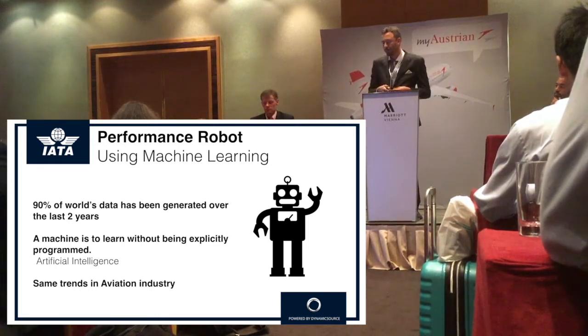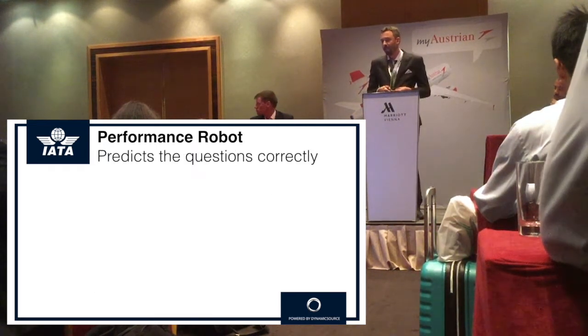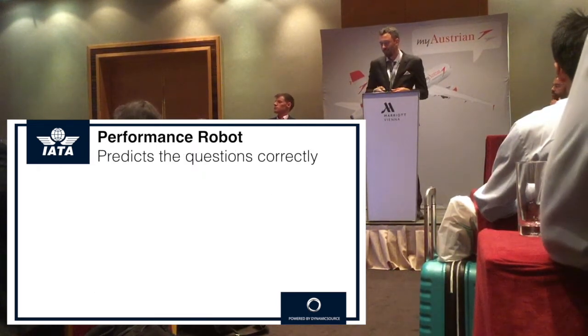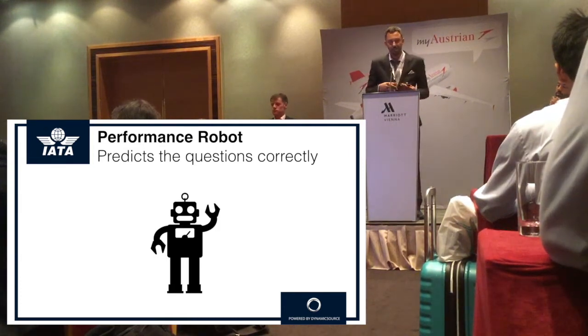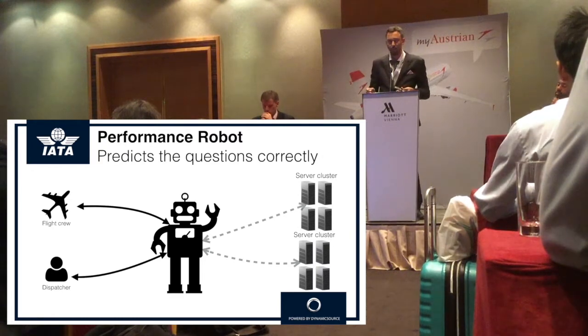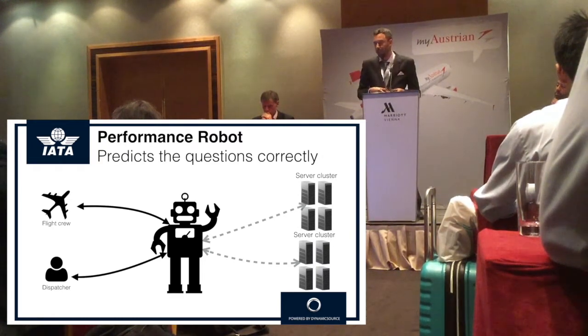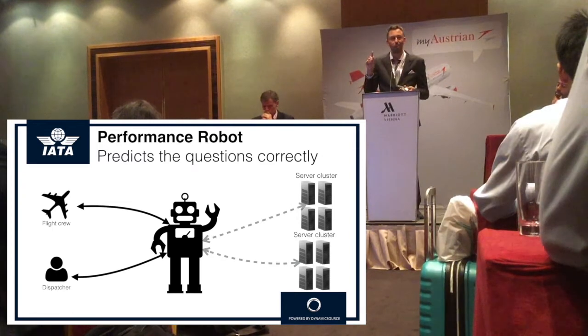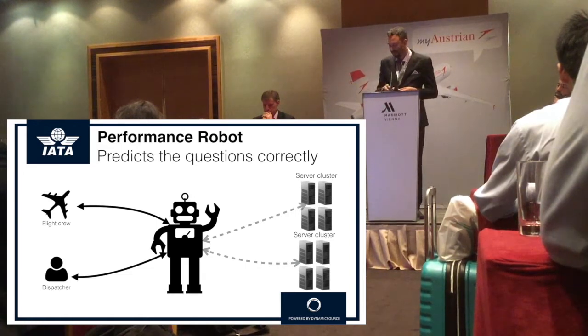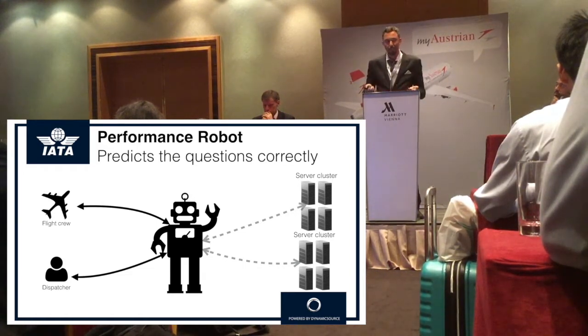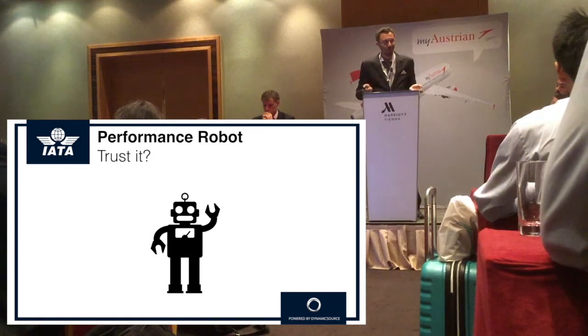So the performance robot, what it will do is predict questions. So let's say you have flight crew and you have dispatchers sending heaps and heaps of calculations to the servers. If you have a robot in between that already knows the questions, the robot already knows the answer, and it will just bounce back without having to take any server capacity from them and so on. And it's very fast. So how do you accomplish that, and how do you trust it?